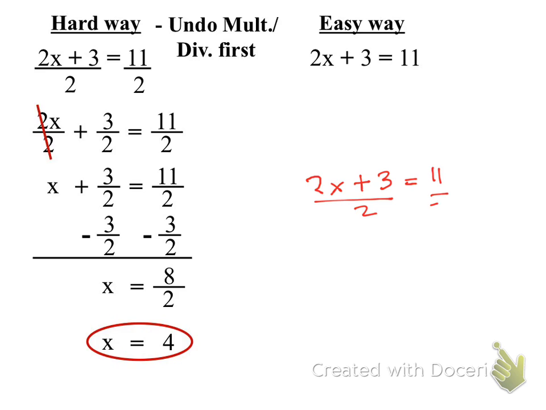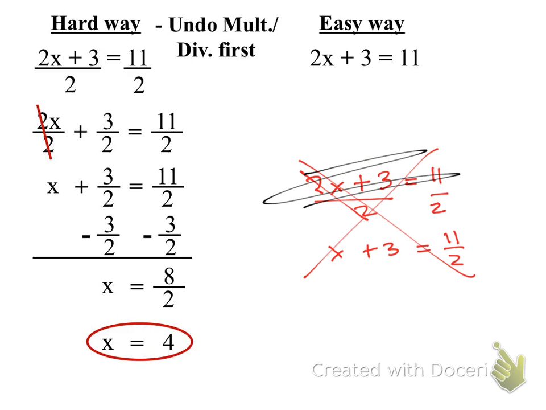Divide by 2, divide by 2. I get x plus 3 equals 11 over 2. What did I do wrong? Tony. I didn't divide the 2 by the whole side, only part of the side. So this is the wrong way. That's why I don't like that way.